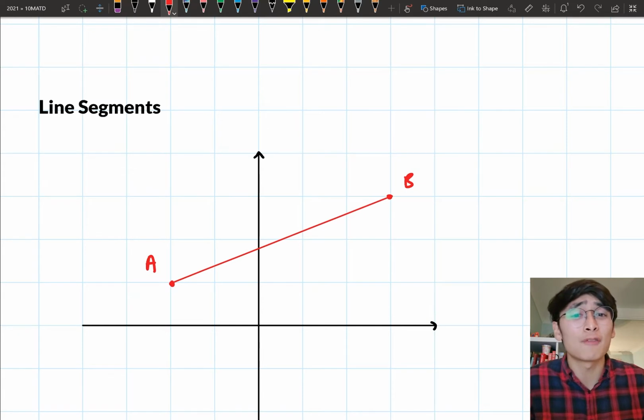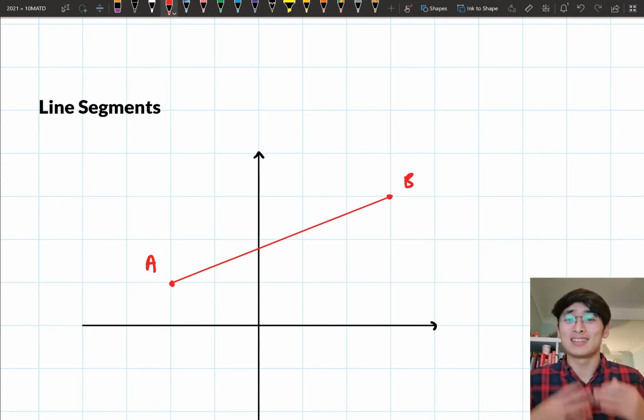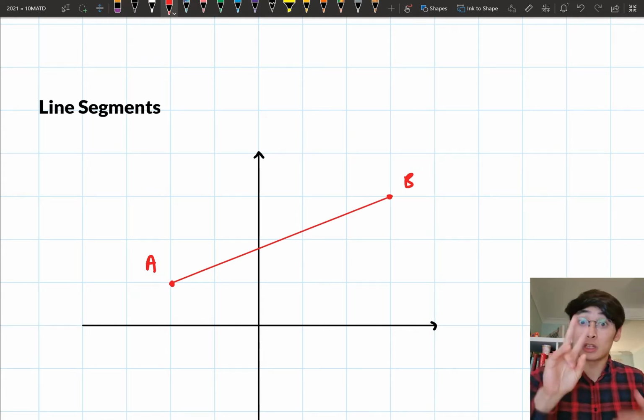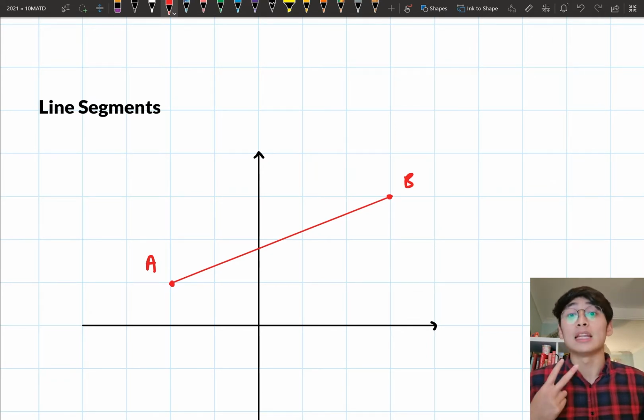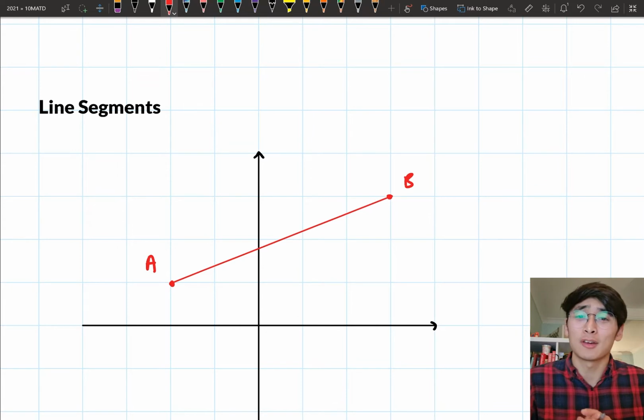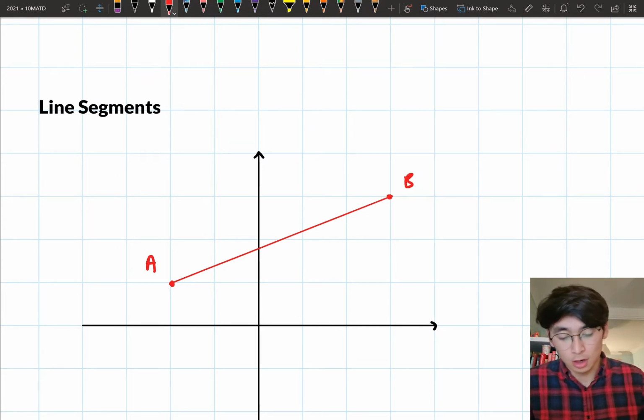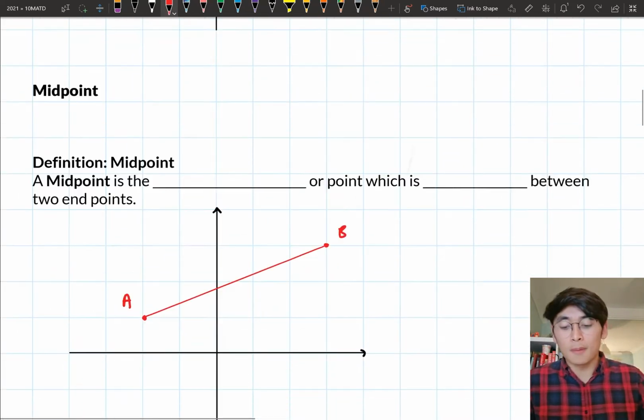So we're going to have a look at a few properties of these line segments. We're going to look at two properties. We're going to talk about a midpoint, and we're going to talk about calculating the length of these line segments. So let's talk about a midpoint.